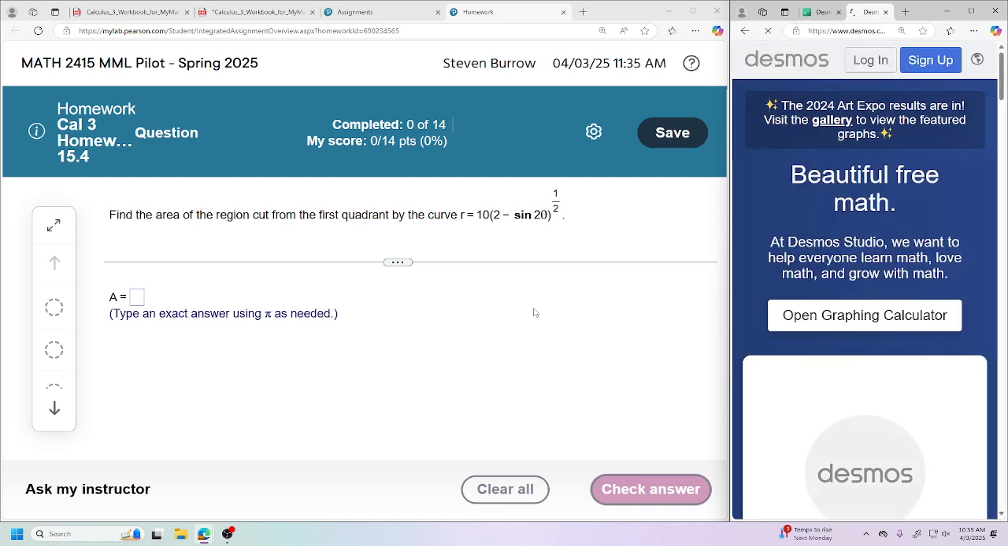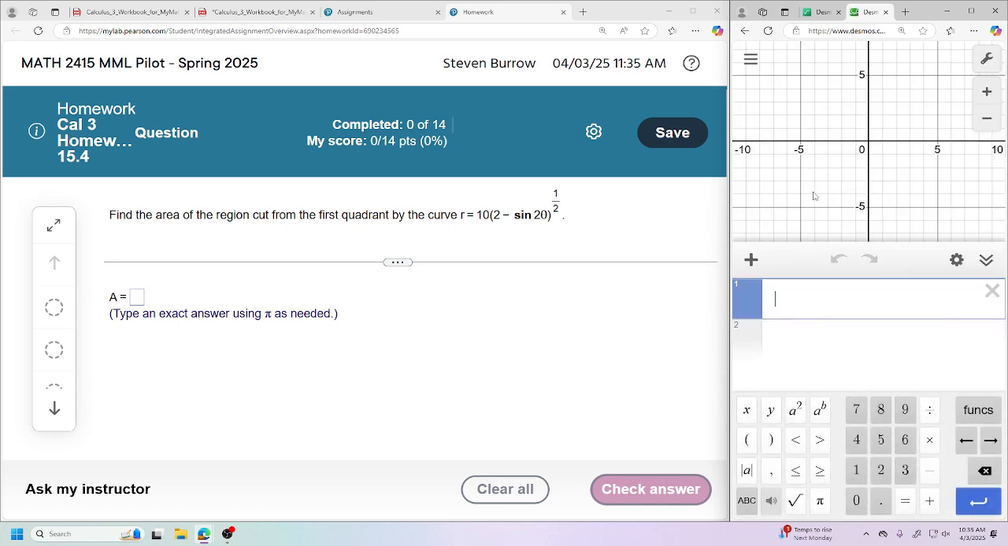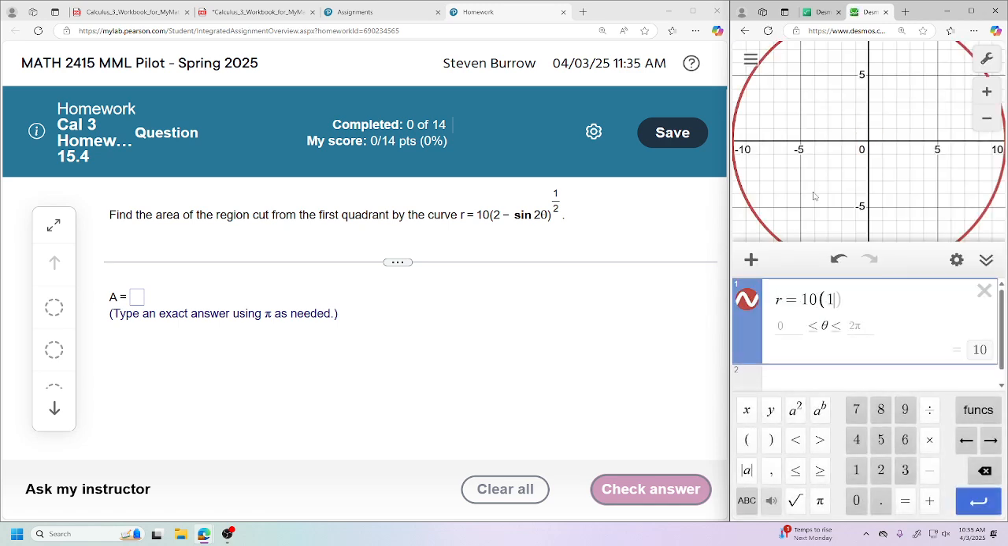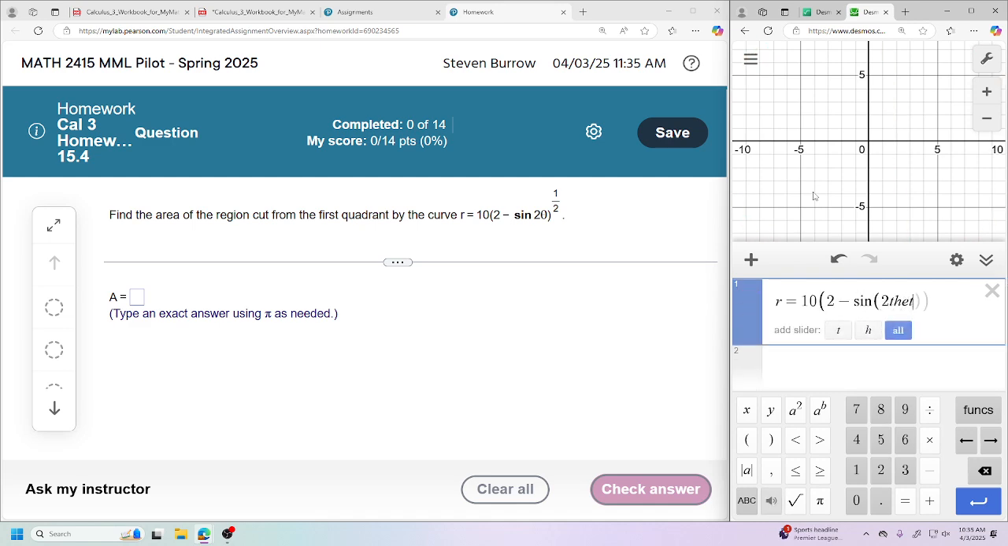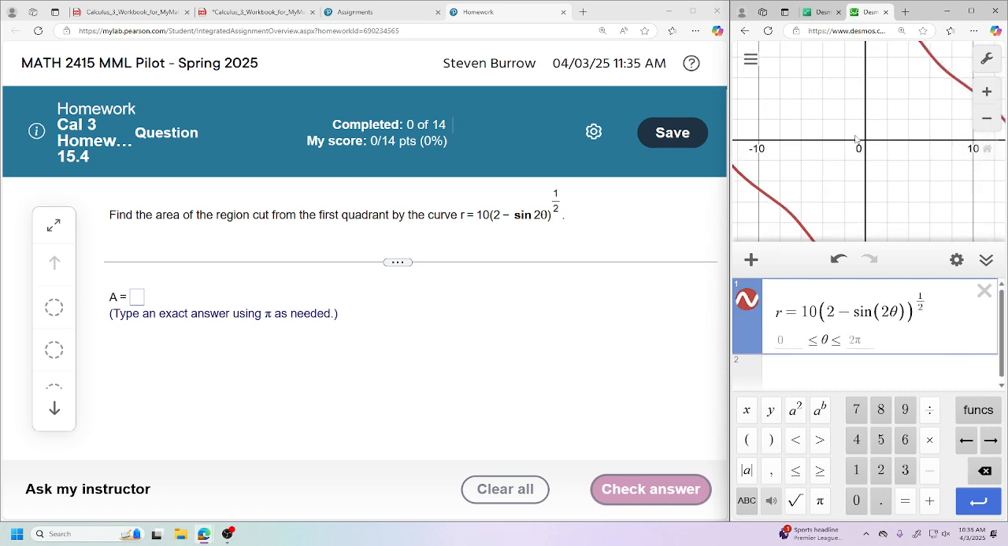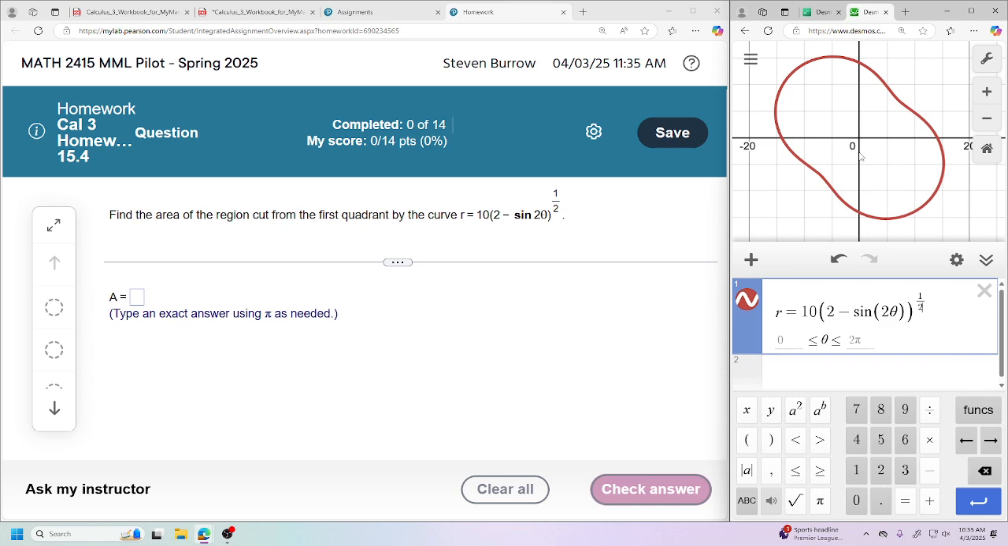Desmos graphing. So 10, 2 minus cosine 2 theta, and then all of that to the 1/2. Oh, well, not a leaf petal. Gosh, man, that's kind of weird. It's like it wants to be a peanut. Okay, so if I made it like a 1.5, oh, okay, 1.2. Now it's a peanut.